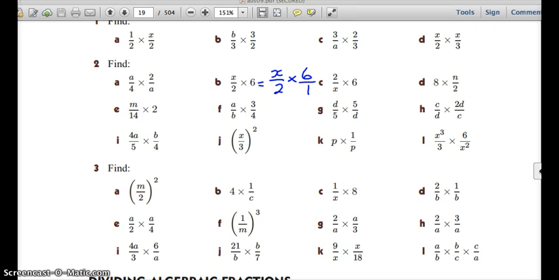So probably the easier way, I think, is x times 6 is 6x. 2 times 1 is 2. And then you look at that and you say, well, 2's going to 2 once. 2's going to 6 3 times. That leaves us with 3x over 1. Anything over 1 is a whole. So we end up with the answer of 3x.